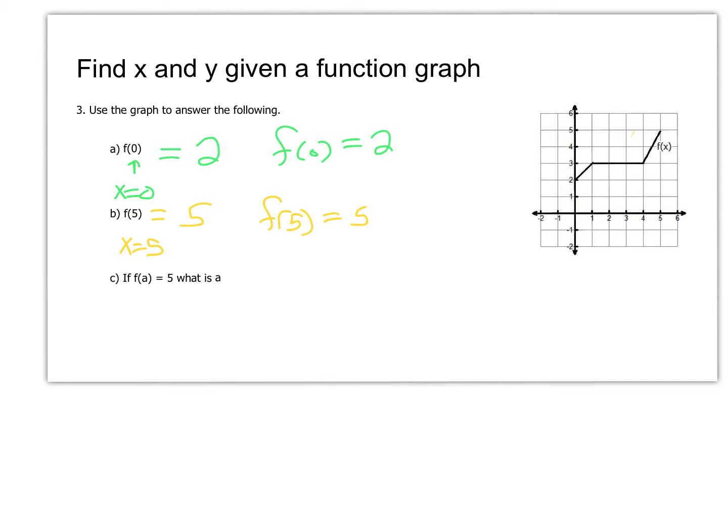Now for the third one. This one's a little different. F of a is equal to 5. So what this is saying is, remember, f of x or g of x or w of x really just means y. So this time it's saying, when y is 5, what's the value of x? Okay, so let's go to the graph. So when y is 5, what's the only value of x we have? It's right there. It's when x is 5. So our function would say f of 5 equals 5.